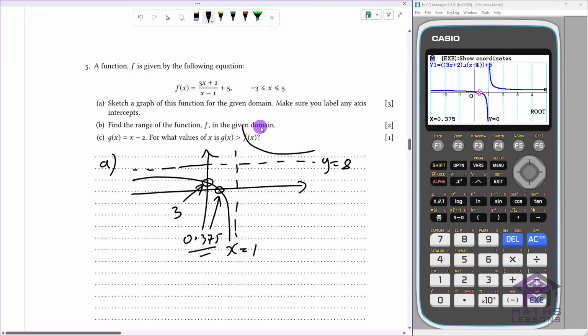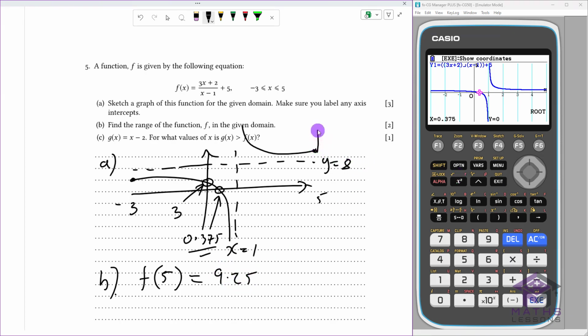Find the range of the function f in the given domain. Now, because we're at -3 here, and because we're at 5 here, we're not going to get very close to 8. So we find out what f of 5 is. f of 5 comes out to be 9.25. So we know at 5, all this bit's going to be bigger than 9.25.